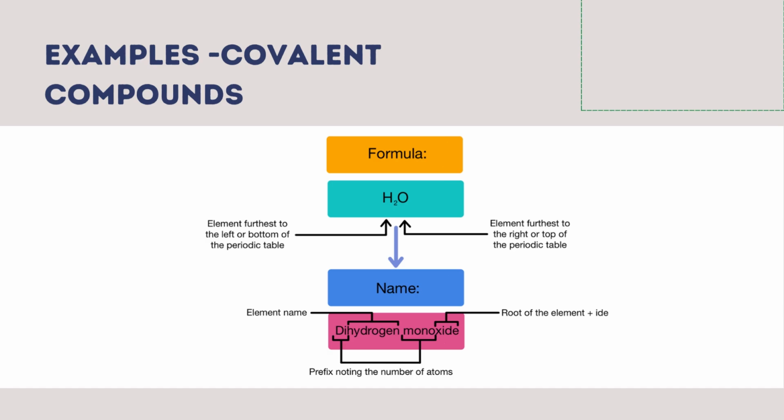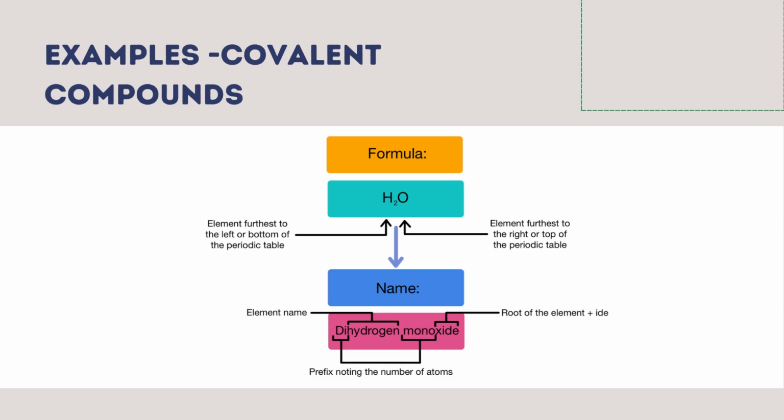Let's review the formula and associated name of covalent compounds. The example on this slide that I will reference is for water, noted as H2O, a covalent compound made up of 2 hydrogen atoms and 1 oxygen atom. First, we need to identify our elements. We always start with the element furthest to the left or bottom of the periodic table. In this example, we have hydrogen. Following hydrogen, we have oxygen, which is the element furthest to the right or top of the periodic table.